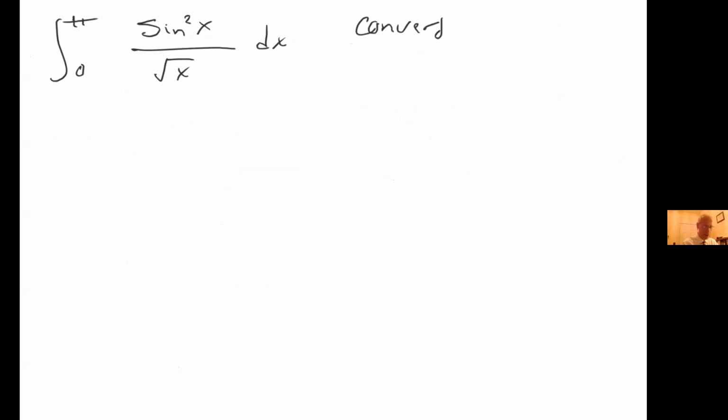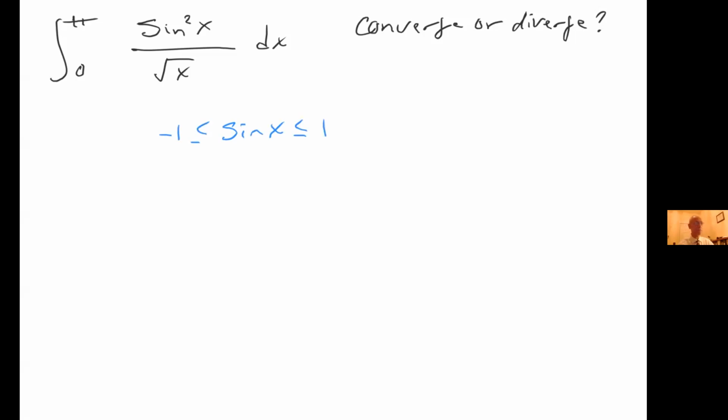Suppose you want to know the integral from 0 to pi of sine squared of x over the square root of x dx. The question is, does it converge or diverge? All right, so let's see, what is it that we know? In this case, I know that sine of x is always between -1 and 1.